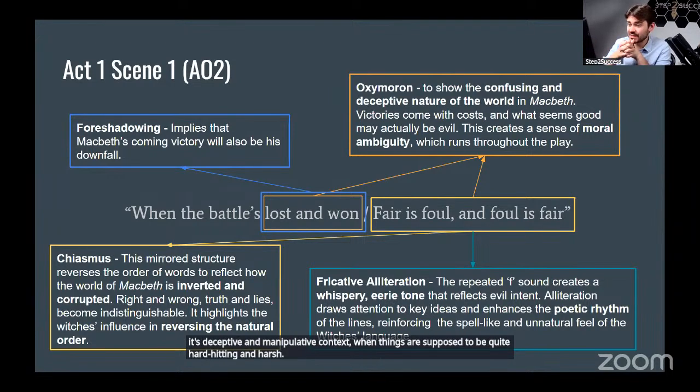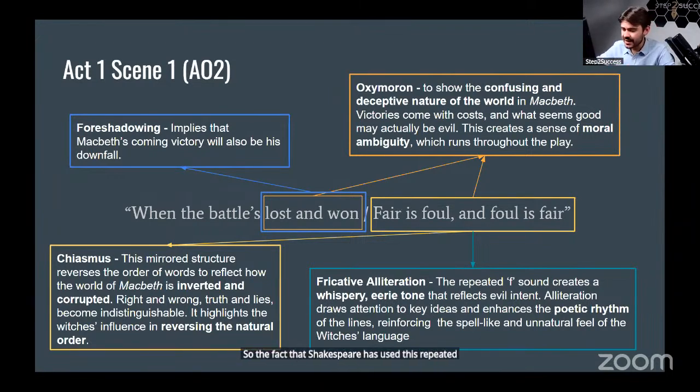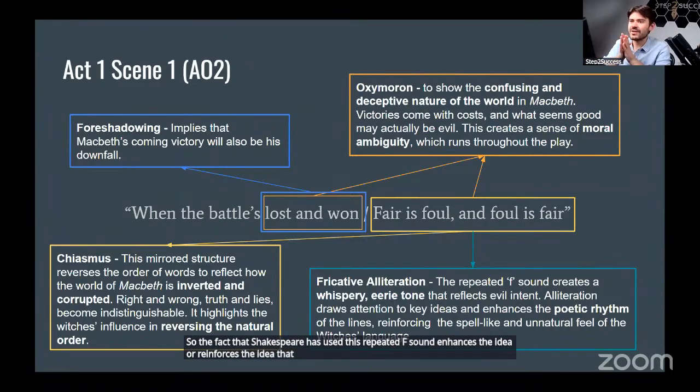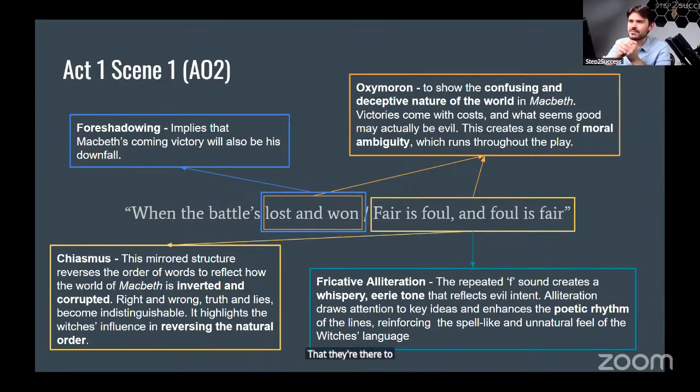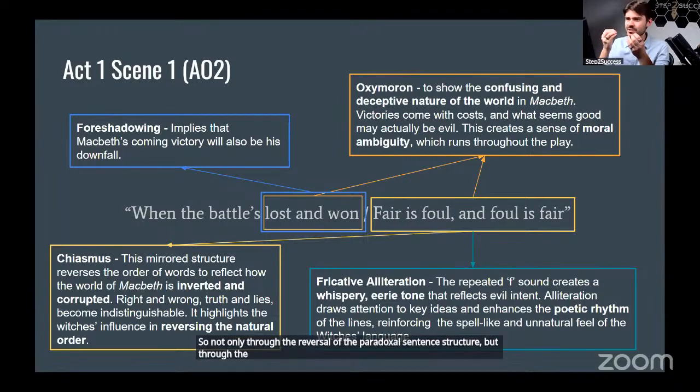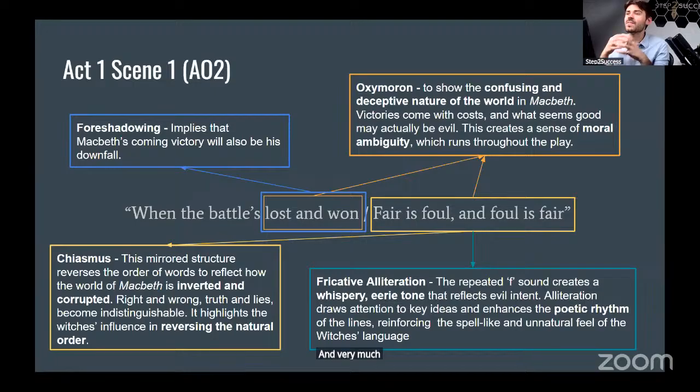So the fact that Shakespeare has used this repeated F sound reinforces the idea that the witches are an evil force, that they're there to spite Macbeth, they're there to create disorder. So not only through the reversal of the paradoxical sentence structure, but through the use of syllables, they've stressed this F, this harsh sound, and very much like them, they are harsh. Okay.